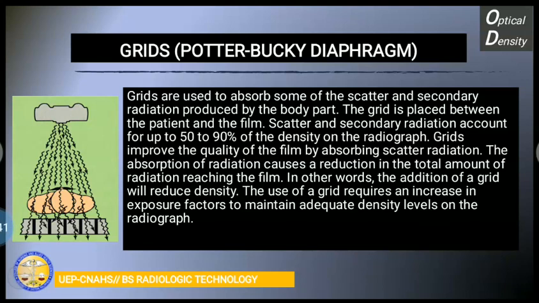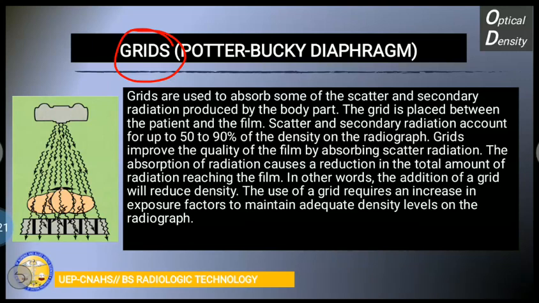Grids improve the quality of the film by absorbing scatter radiation. The absorption of radiation causes a reduction in the total amount of radiation reaching the film. In other words, the addition of a grid will reduce density. So the use of a grid requires an increase in exposure factors to maintain adequate density levels on the radiograph. So, in advance lang natin si grid, pero we have a separate topic on this kasi may mga problem solving, may mga changes ng technical factor na kailangan isolve muna natin using mathematical equation.